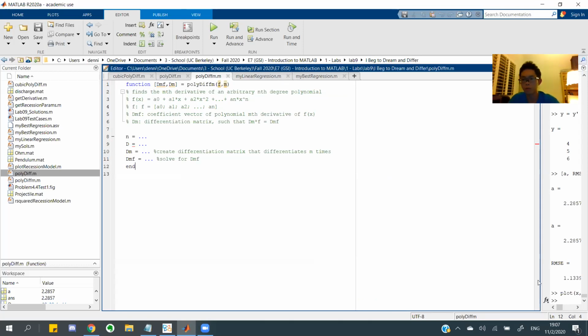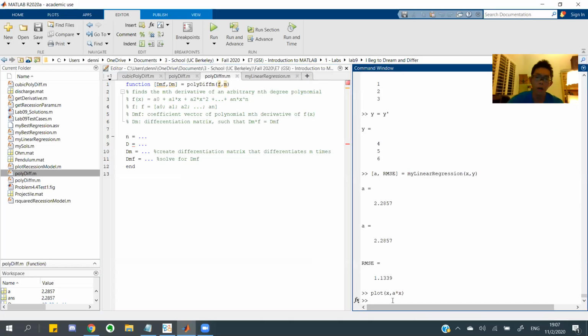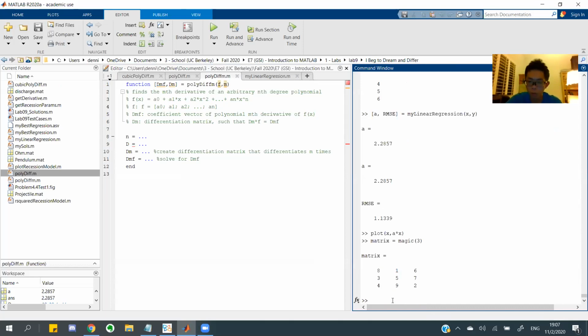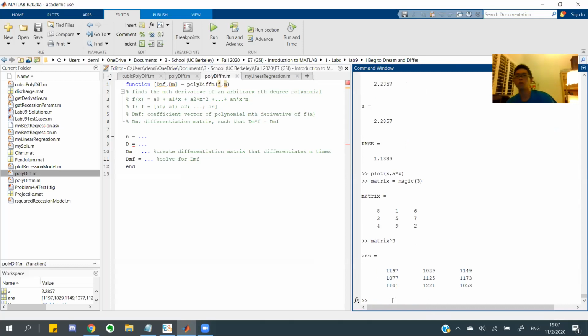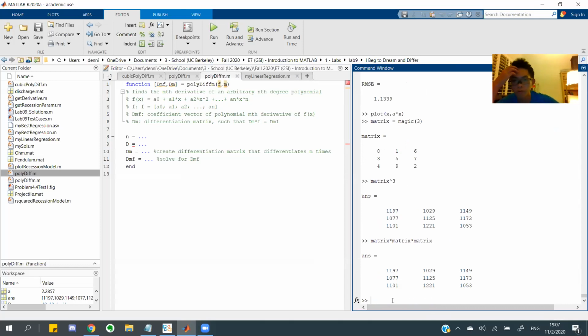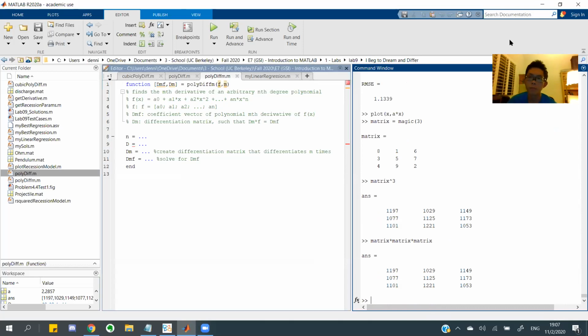I'll give you one more piece of the puzzle. Matrix equals magic 3. I believe that what I'm about to do works. Matrix to the power of 3. Yeah, it works. What I did there is I did matrix times matrix times matrix. Matrix rules are the same as for scalars. You can do that. So yeah, that's probably the last piece you'll need for that.